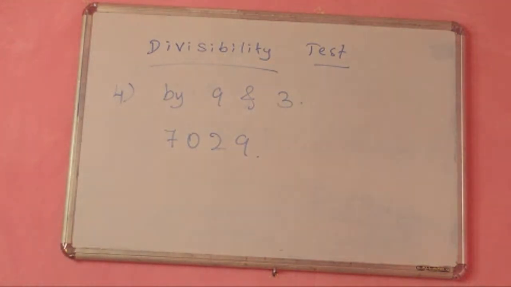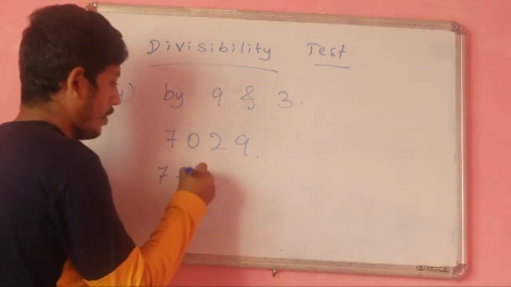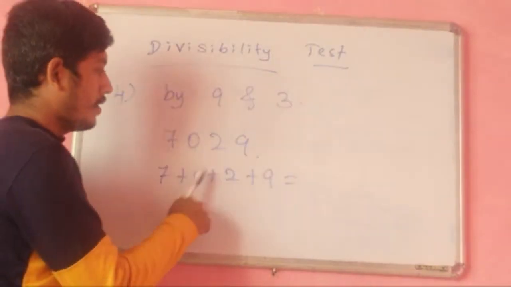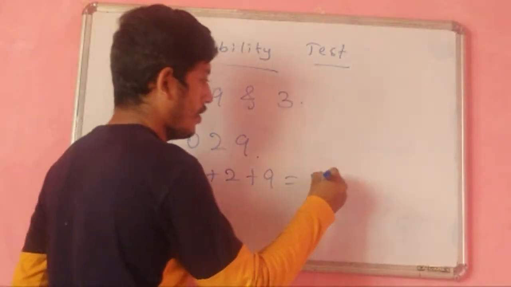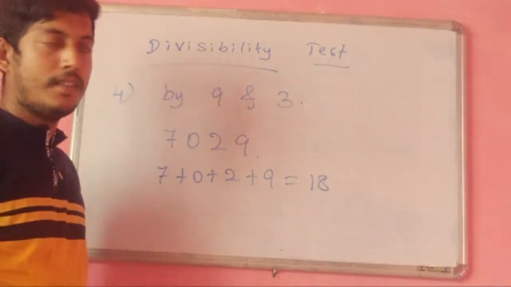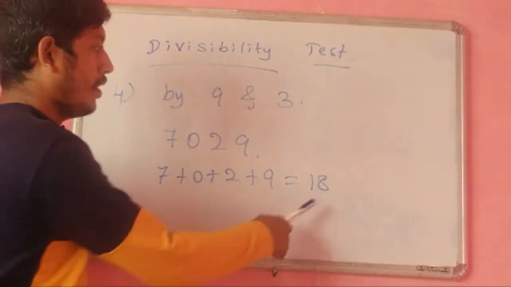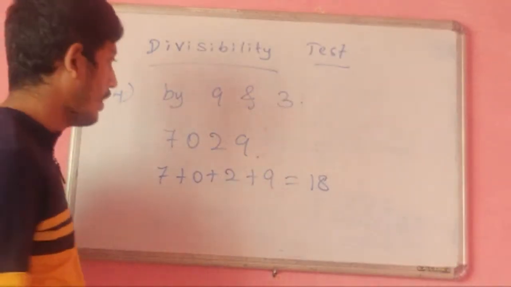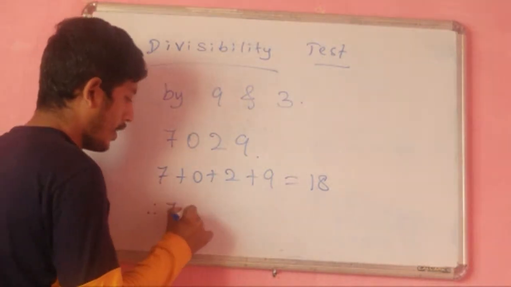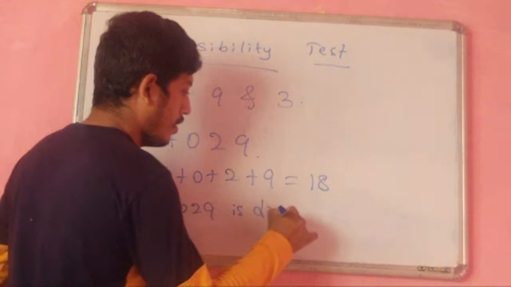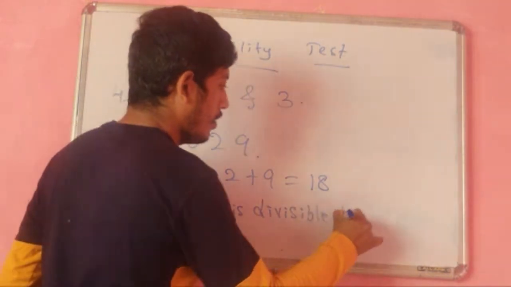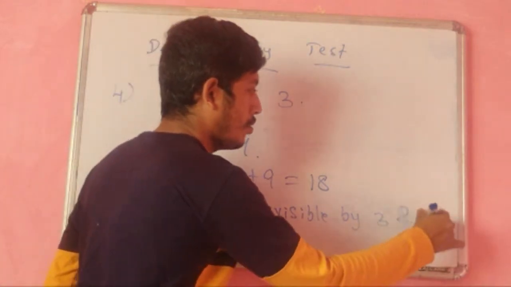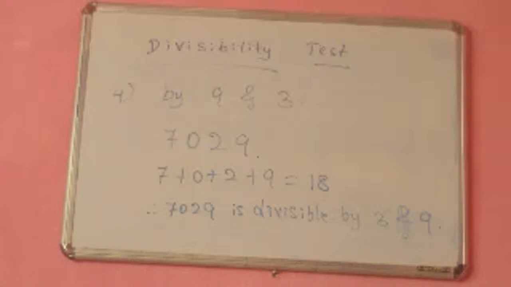So what you have to do? Add 7 plus 0 plus 2 plus 9. 7 plus 0 is 7. 7 plus 2 is 9. 9 plus 9 is 18. And 9 2s are 18, 3 6s are 18. So therefore, the sum is divisible by 3 and 9. Therefore, the given number is also divisible by 3 and 9. So therefore, 7029 is divisible by 3 and 9. Okay, that is divisible by 3 and 9. Answer.